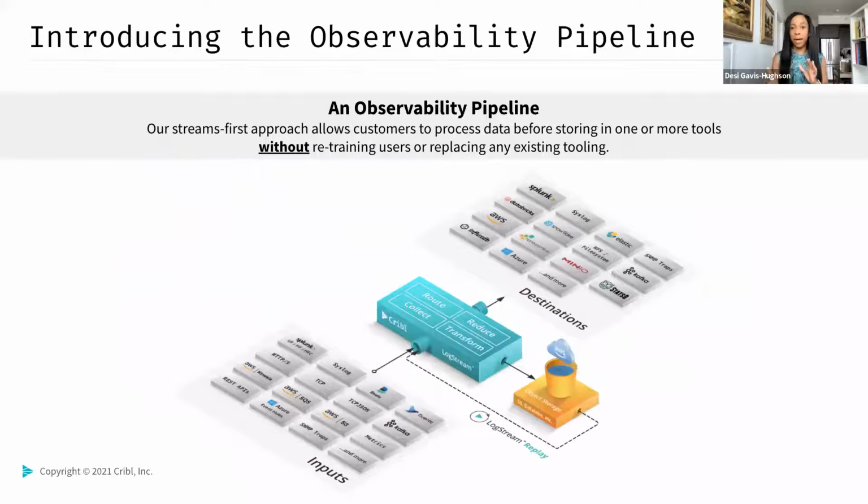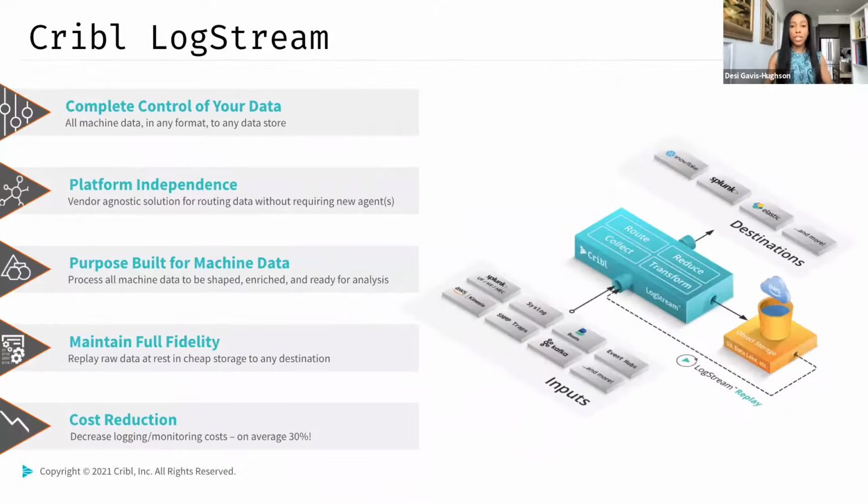Well, an observability pipeline solves all of these problems, and our product, Cribl Logstream, helps teams implement an observability pipeline without replacing any existing tooling. Cribl Logstream enables customers to choose what data they want to keep, in what format, and in which data store, all while providing the assurance, right, that you can also choose to delay any or all of those decisions with a full fidelity copy and low-cost storage.